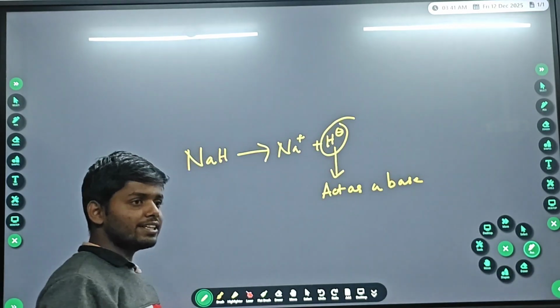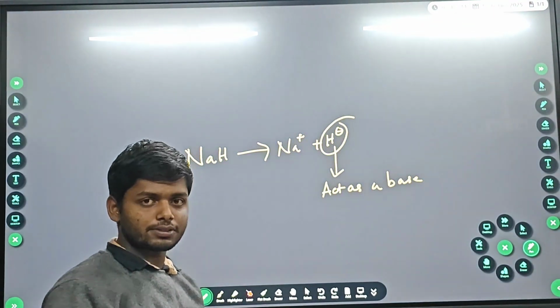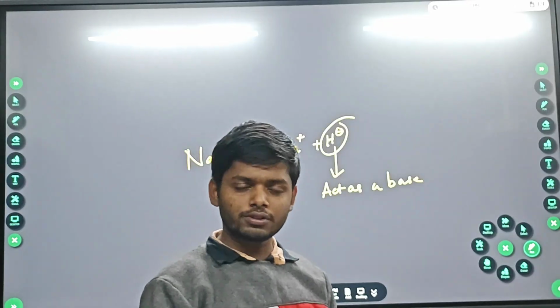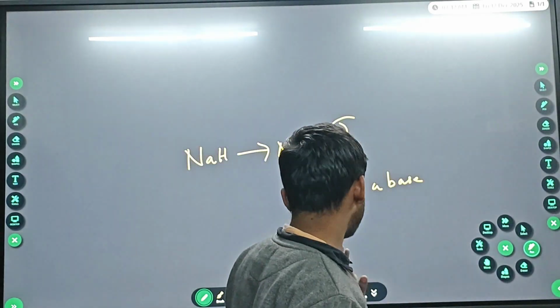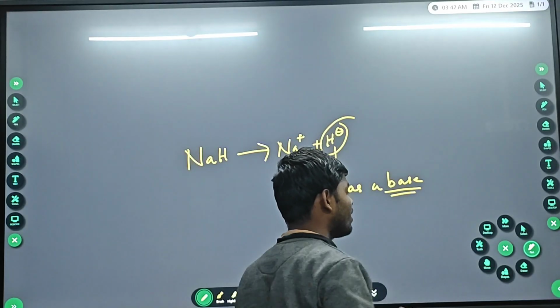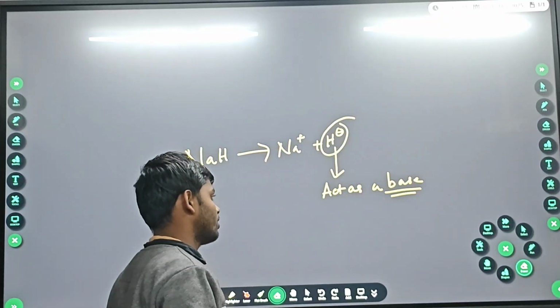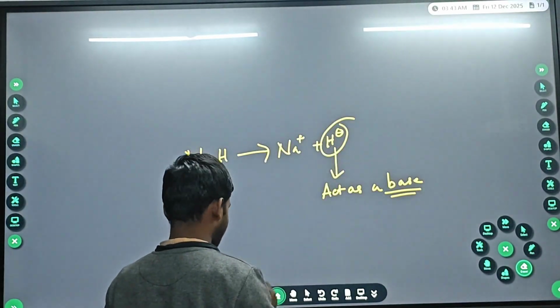If there is any acidic compound, it will first abstract the proton. If there is no proton, then it will act on the carbonyl compound. That is the most important thing. Why will it act as a base? So let's say EtOH.